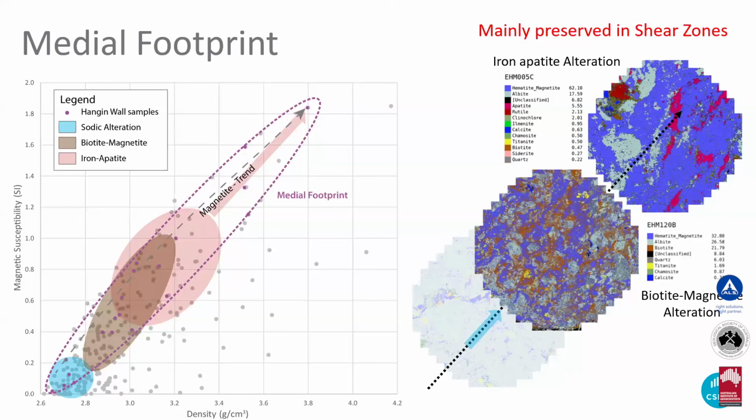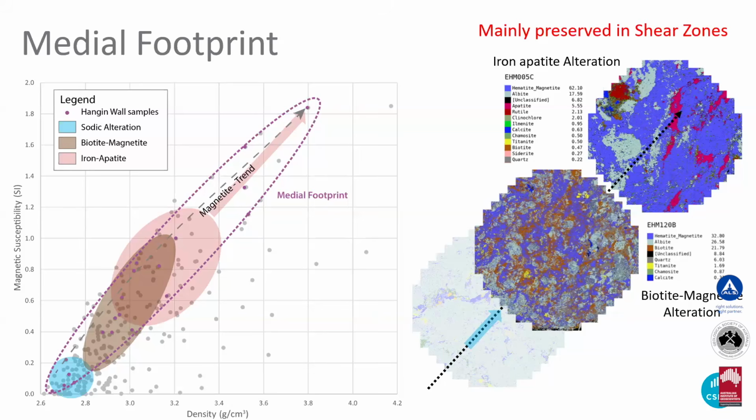As we go in, you can see here, this is iron apatite alteration. So it's sodic, it's related to the sodic alteration, but it's much more rich in magnetite. So the dark blue there is magnetite, and the pinky color is apatite. And this is pretty common at early stage of an IOCG system. You can see there, we're getting very high susceptibilities, very high densities, and most of them are plotting in this area here.